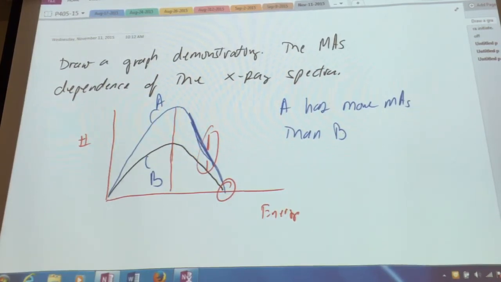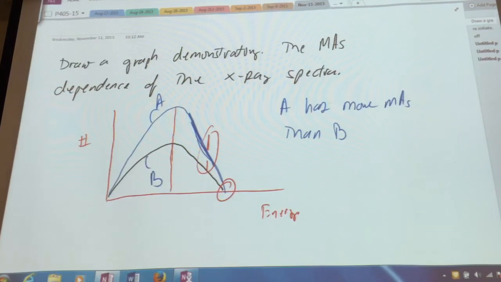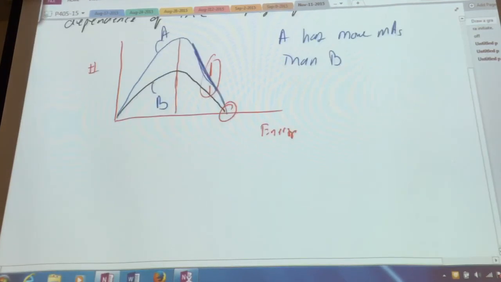Was that a surprise? Not really. And then the number, is that number of electrons or is that? Number of photons. Photons.